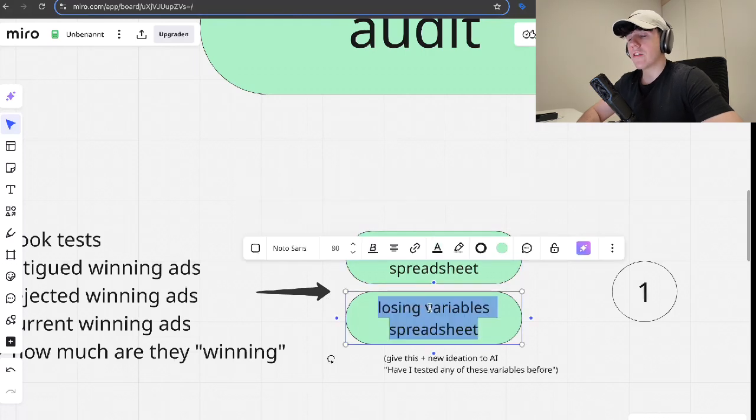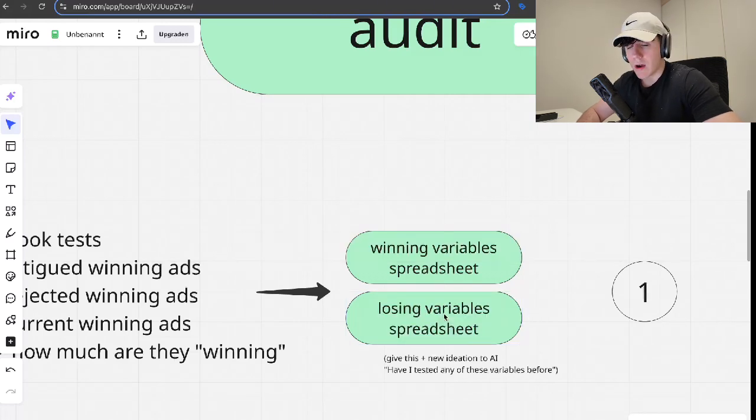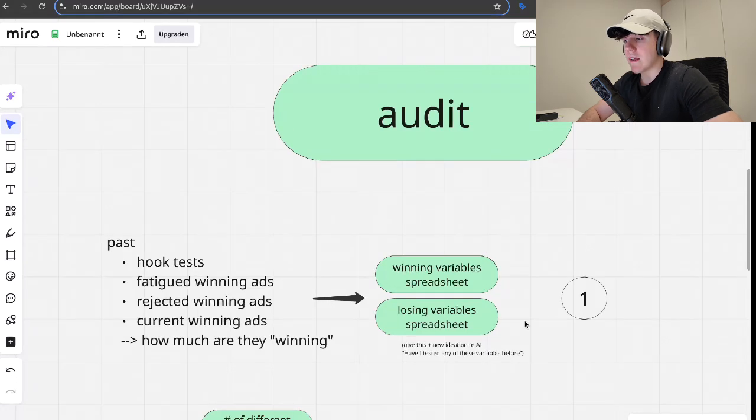Now the losing variables spreadsheet is going to be the exact same thing, but here you put stuff that either didn't get any spend, if it's like a CBO without a minimum spend, or did get spend and just performed terribly. You also want to add that it couldn't hold any spend, and specifically, for example, what metric went wrong. That's always what you then have to diversify.